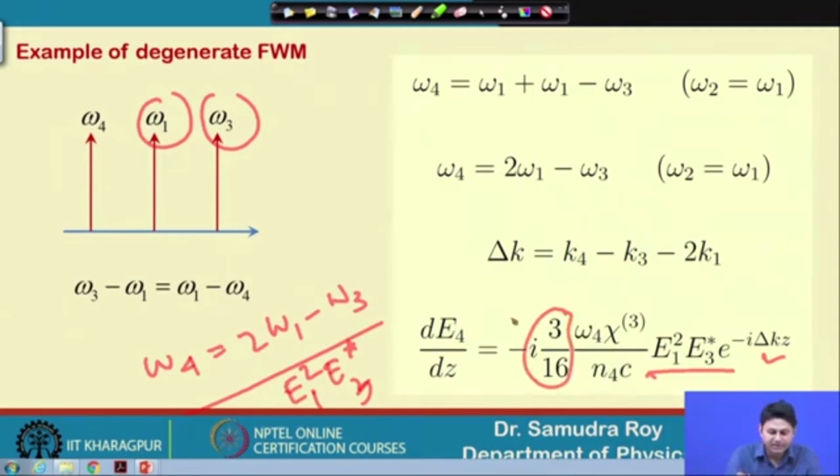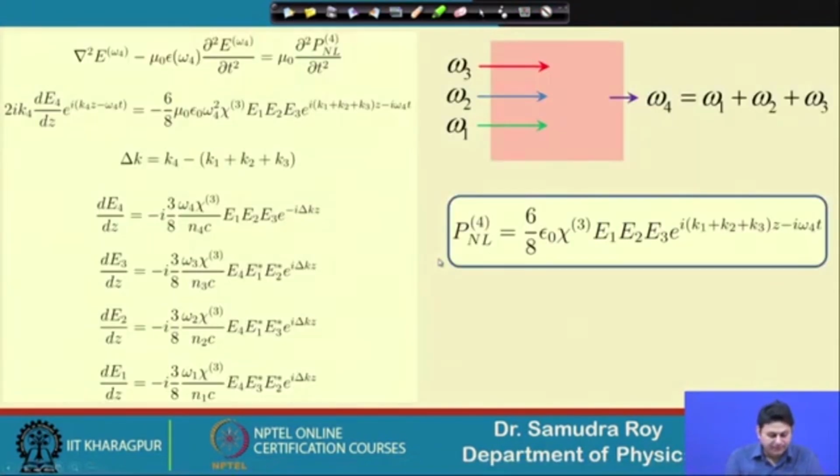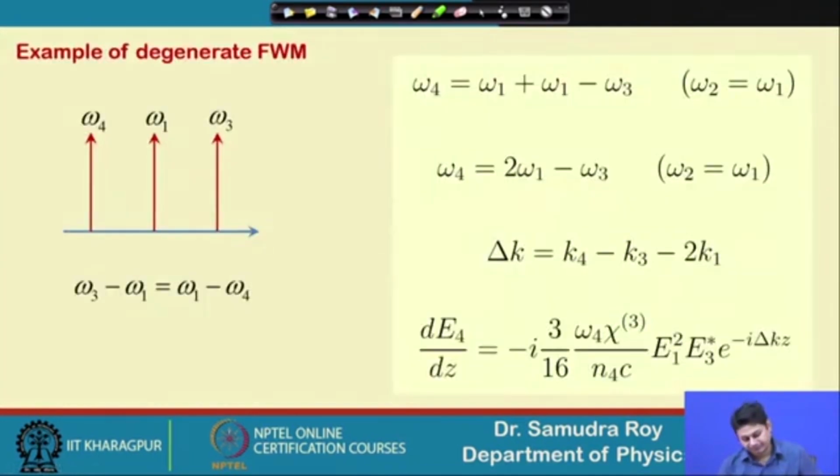In the previous slide, if you look carefully, it was 3 by 18, but now it should be 3 by 16, because the degeneracy factor 6 here will be changed to 3, because I am making 2 same fields here to generate our P nonlinear terms.